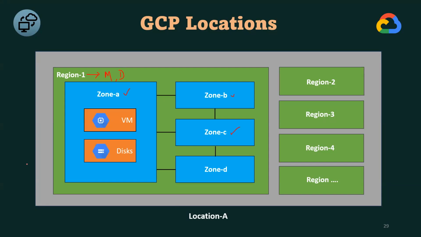Means Bombay is the region, and under Bombay, Bombay 1A and Bombay 1B are the zones. Correct. The location is Asia. Yes, as per my location. Okay, sir.